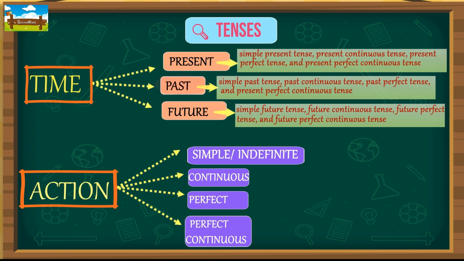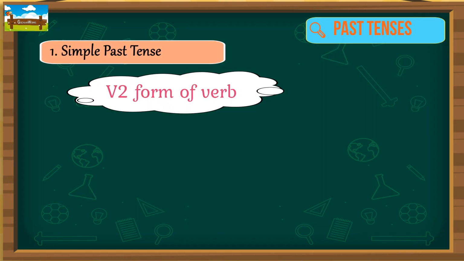Now we will talk about past tense. The very first tense is simple past tense, which means any action happened in the past. We don't know if it was continuous or when it started and finished. It's just something that occurred in the past. We use the V2 form of the verb, the second form of the verb, in simple past.